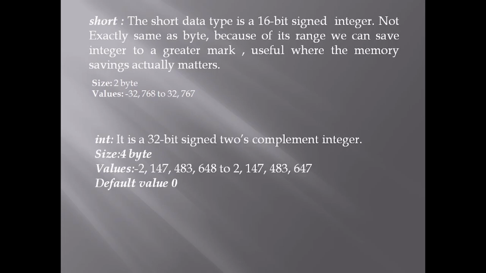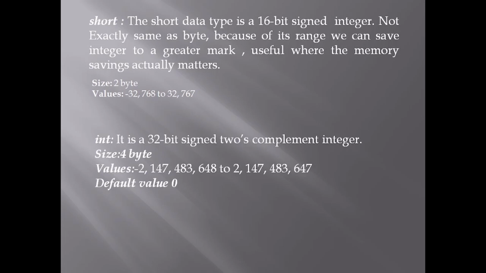Int is the most common one, which we mostly use for our programming, for our integer things. It has a size of 4 bytes and values up to something like 2 billion. You can see that its value goes up to billions, or in crores in India. If we don't initialize our int variable, it has a default value of 0.